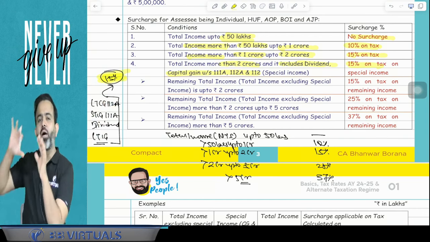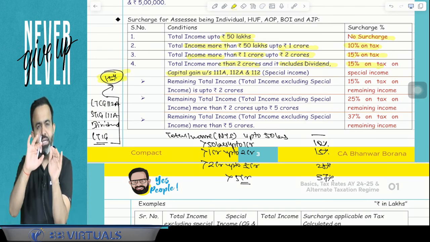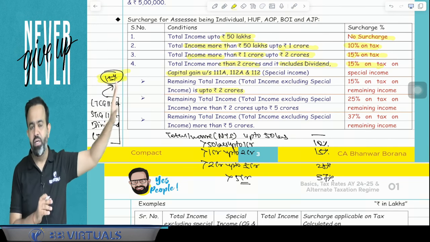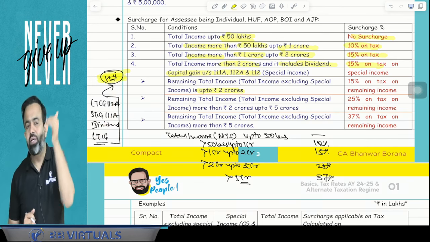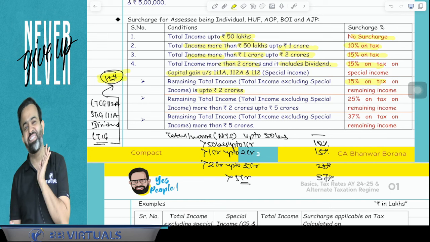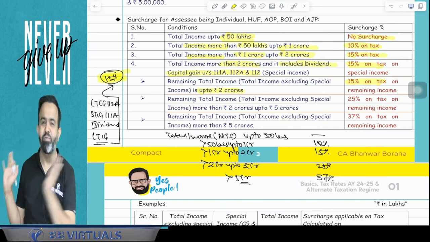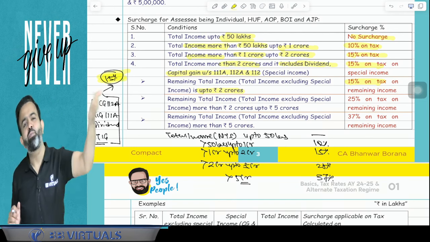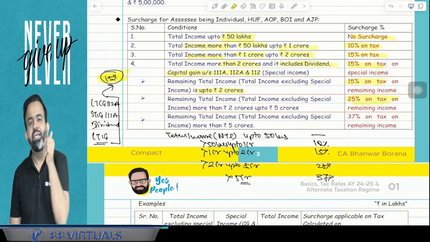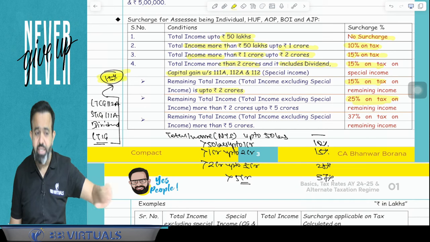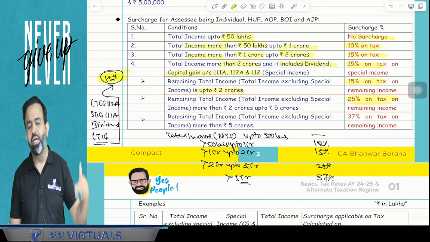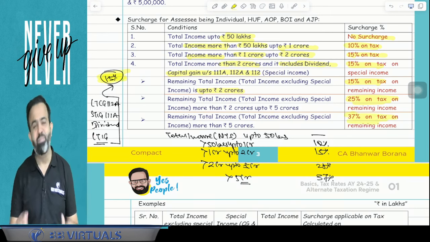Now you have to check the amount of the remaining income, that is, income other than special income. If your remaining income is up to 2 crore, then on the tax on that remaining income, just add the surcharge at the rate of 15%. But suppose remaining income itself is more than 2 crore, up to 5 crore, then surcharge on the tax on remaining income will be 25%. If your remaining income is more than 5 crore, then first calculate the tax on that remaining income, and surcharge on that tax will be 37%. You got my point or not?